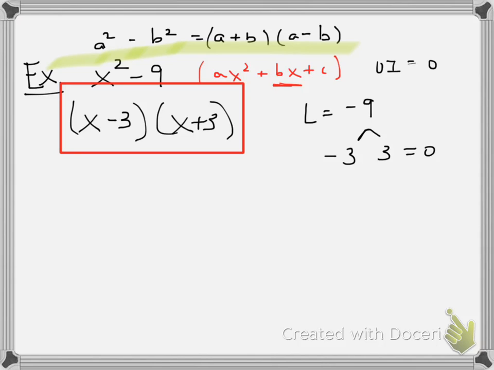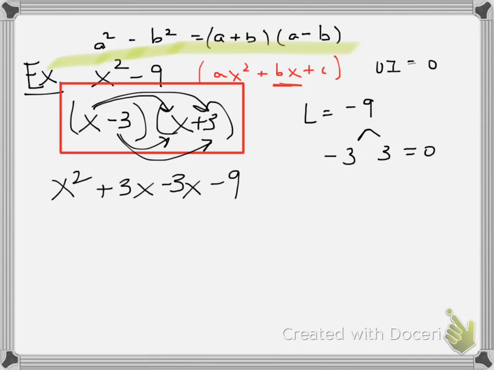If I FOIL it out to check my work, x times x is x squared. x times 3 is 3x. -3 times x is -3x. And -3 times 3 is -9. Combine your like terms right here in the middle, and these cancel out. So you end up with x squared minus 9. Okay, so that does work, and that proves that it worked.